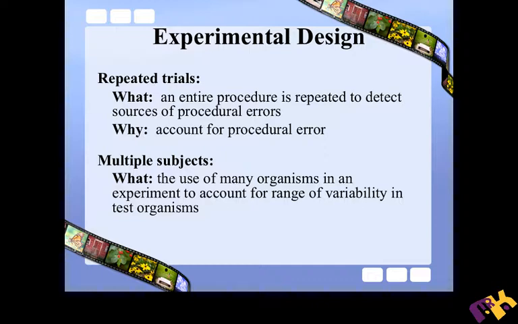But if we use many subjects in our test and run repeated trials, the data set that we get from that should be, one, low on error, and then also account for that range of variety that we have from one organism to the other, because each organism is unique in many respects.